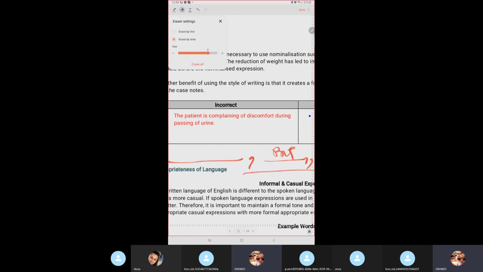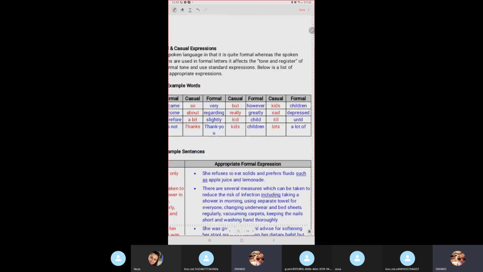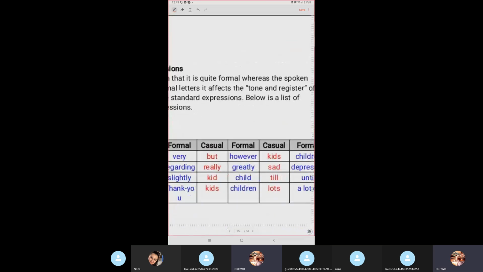Clear, guys? Is it clear? Any questions so far? No questions? Dr. Noza, Dr. Zona, Dr. Narjinder, Dr. Pavi.